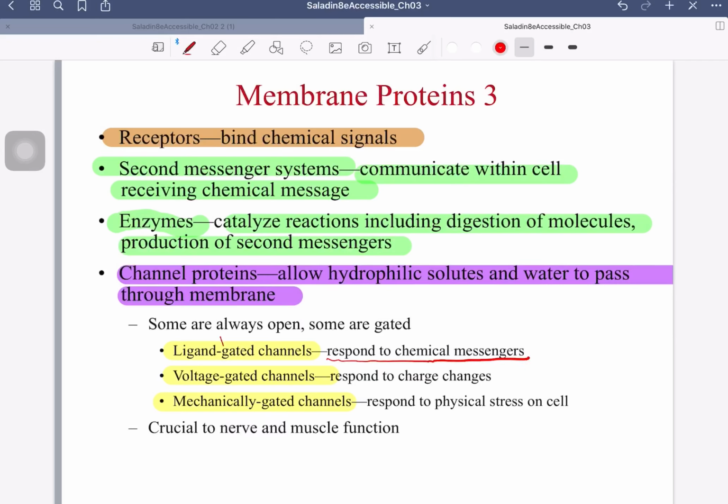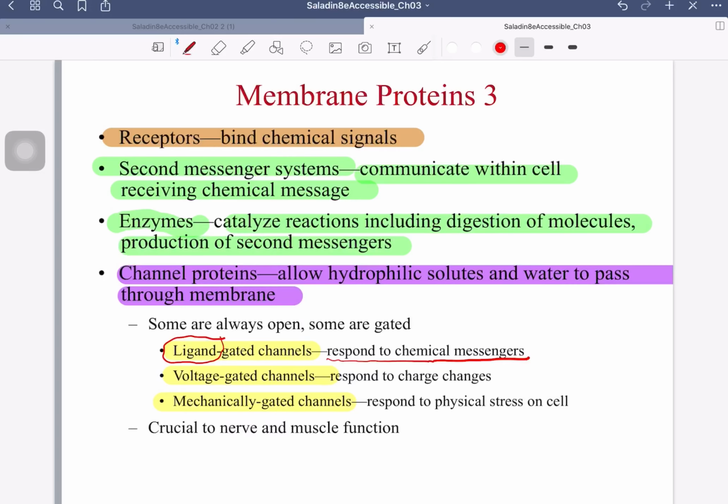Now let's look at the word ligate or ligand. To ligate something is to tie together, to stitch it together. So this is a type of channel that actually needs something to combine onto it or bind onto it in order to have its activation.